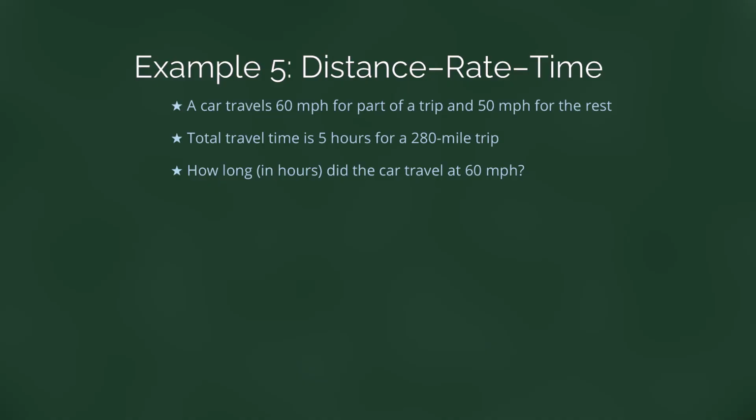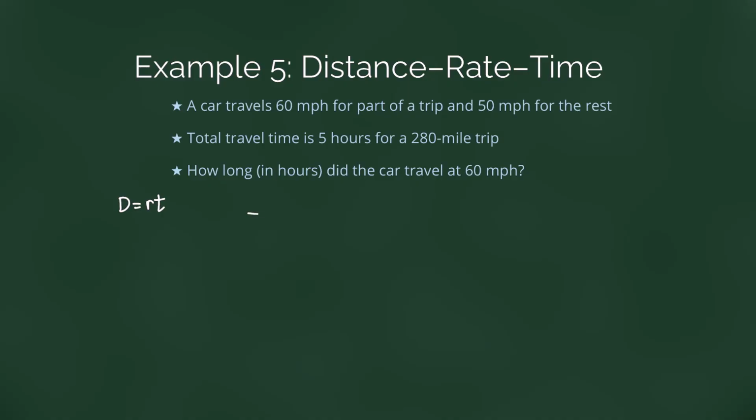So here we need another formula. We need to know that distance is equal to the rate times time, right? And you use this all the time, maybe without realizing it. If you say, well, I drove for 3 hours at 60 miles per hour, you know you went 180 miles because you're multiplying the two together.